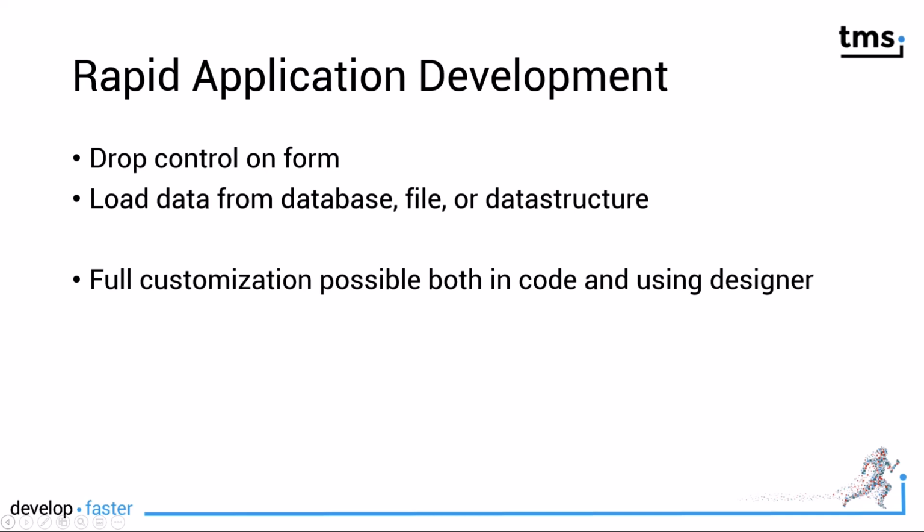You drop the control on the form, but now it's not only one control, you have several controls for all the different chart types. And then you can load either the data from a database, file, or from a data structure, which could be, for example, a list of objects. And even more so, customization, which was already possible both at design and at runtime, has now been improved even more to make it even easier to get the chart that you need quickly.